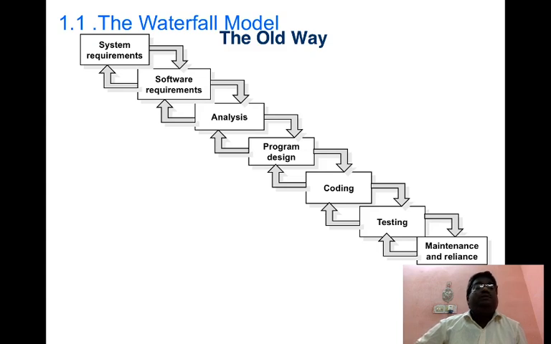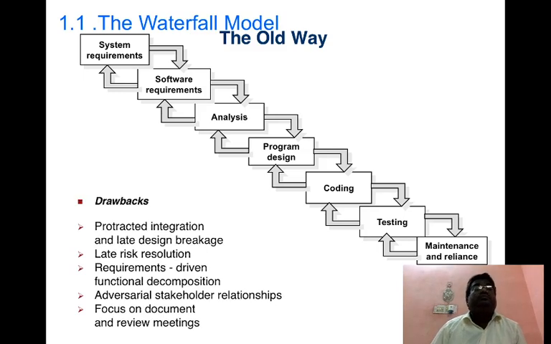The linear model means all the activities are carried from top to bottom, which means the project is carried out in a step by step manner. Each step comprises different activities. For example, if you see the waterfall model, it comprises 7 activities. The first one is system requirements, second is software requirements, third is project analysis, fourth is program design, fifth is coding, sixth is project testing, and the last one is maintenance and reliance.